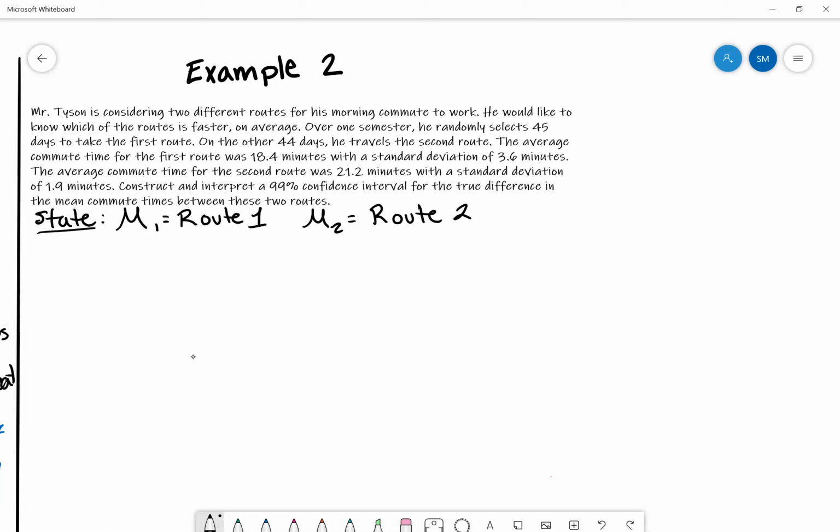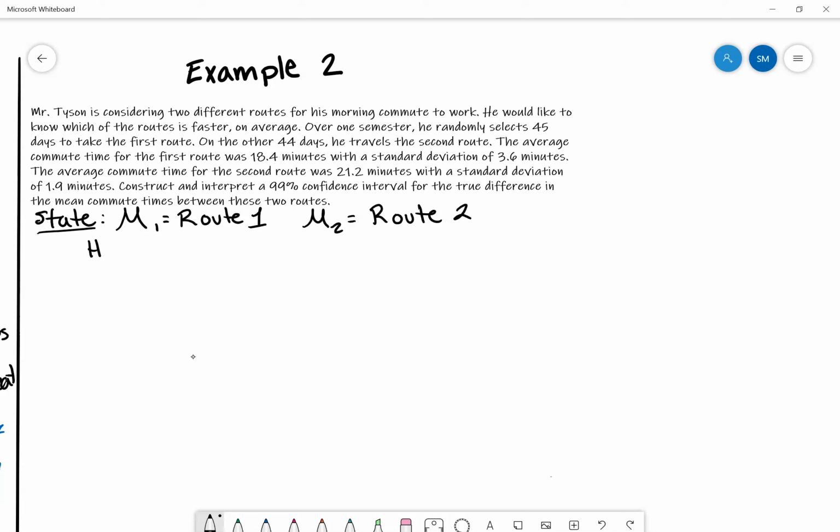So we're trying to figure out which route is faster. The first one is pretty nice. It has a mean of 18.4 with a standard deviation of 3.6. So if you add and subtract that, it takes him about 14 to 22 minutes. Whereas the other one is an average of 21 minutes with a standard deviation of 1.9. So that's going to take him anywhere from 20 to 23 minutes. So we want to figure out on average which one is faster.